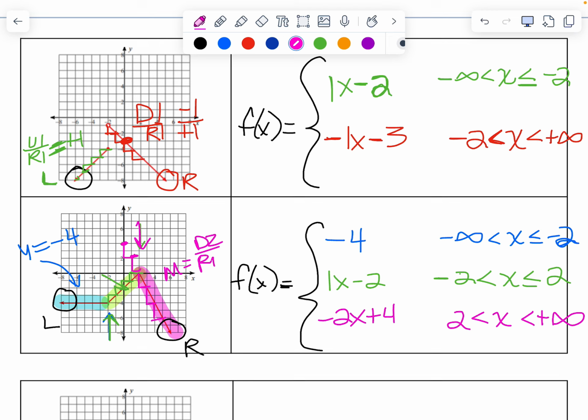So that's my piecewise function: three different pieces, one that's constant, one that has an increasing interval, and one that has a decreasing interval. By taking our time with the intervals first, writing the equations second, we can write down the correct piecewise function.